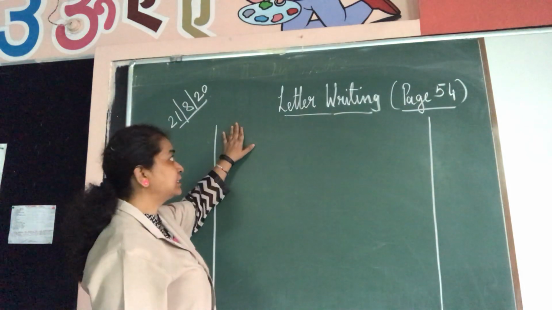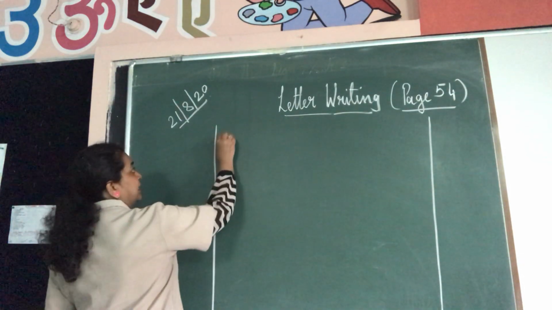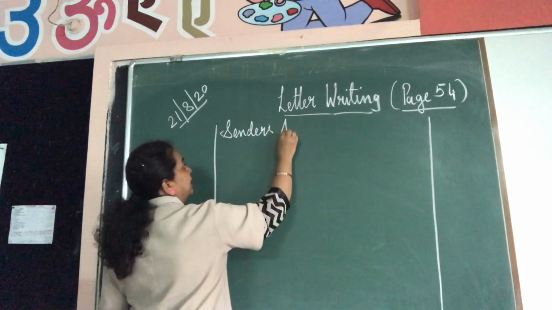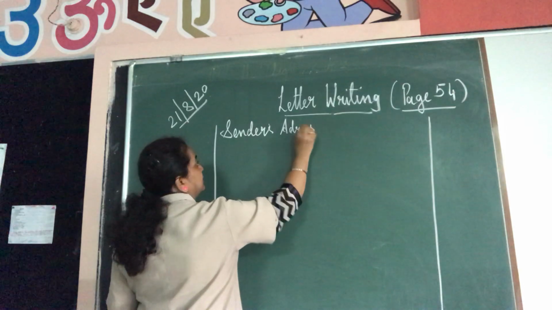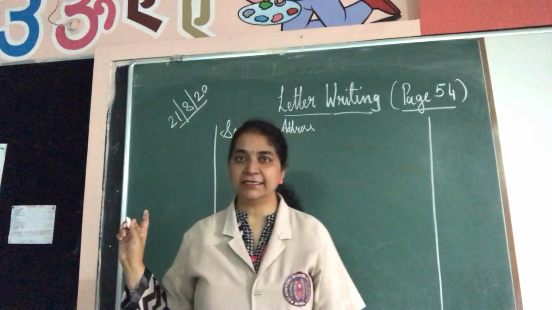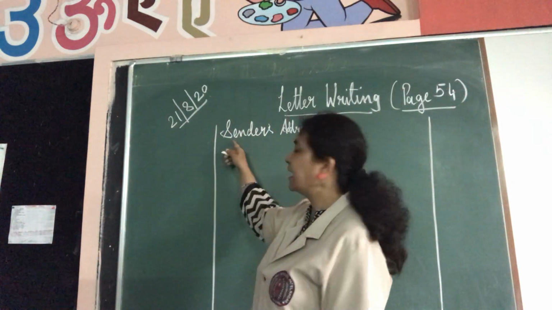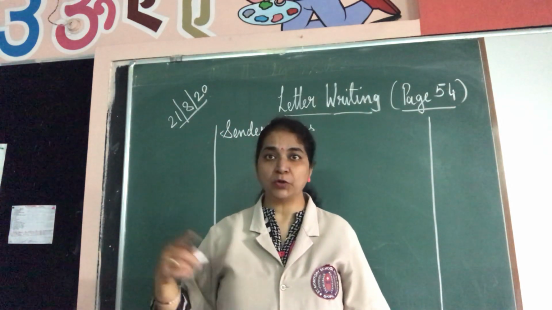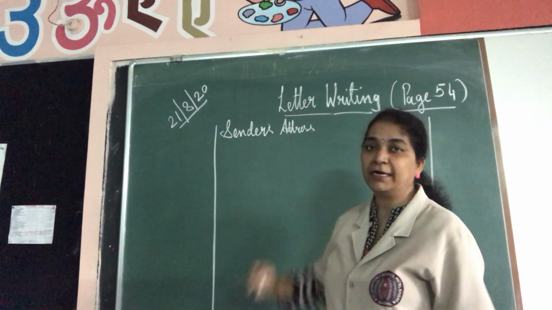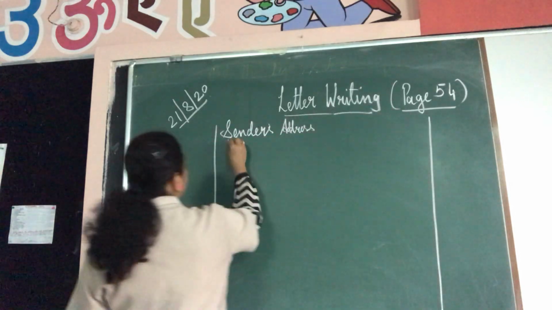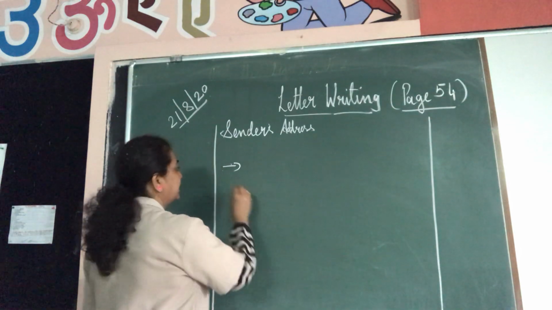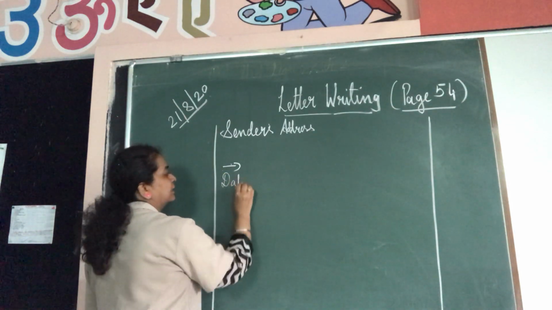First part is the sender's address. Here you will write the sender's address. That means you are going to send the letter to your friend, so you will write your address over here. After writing the address, leave one line and write the date.